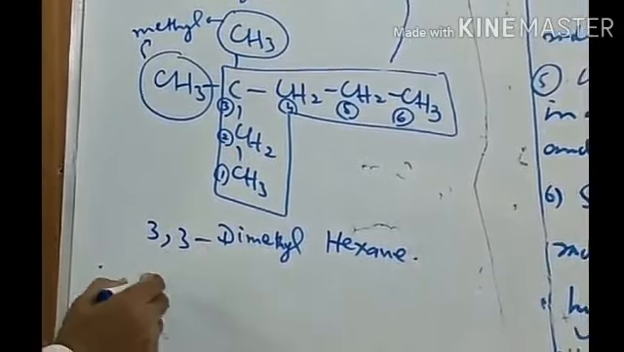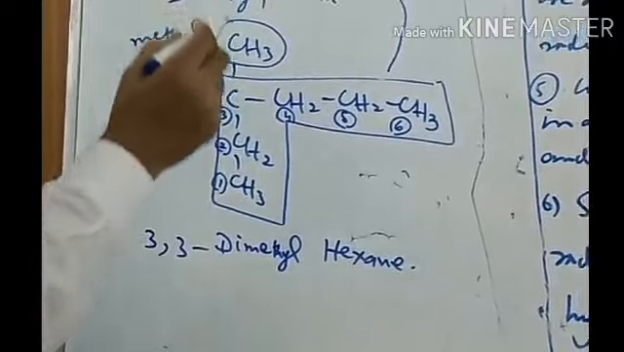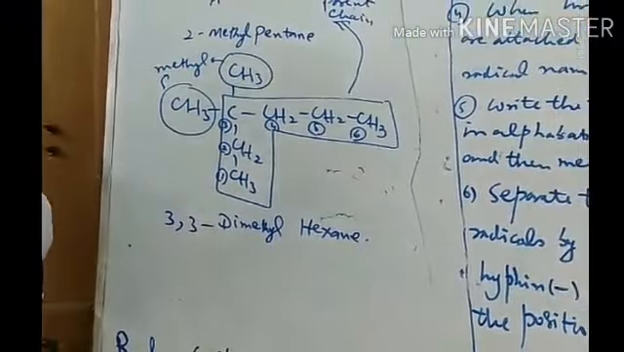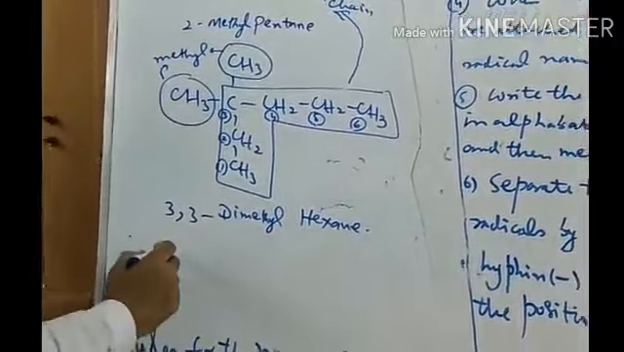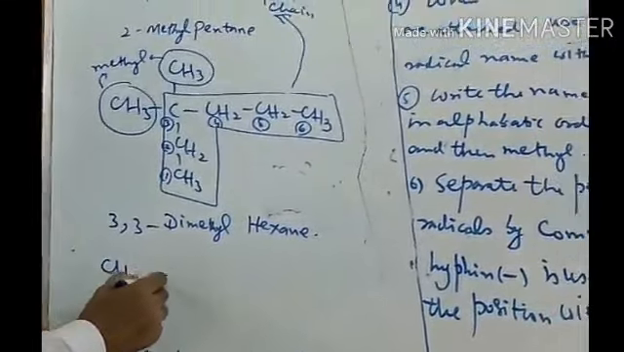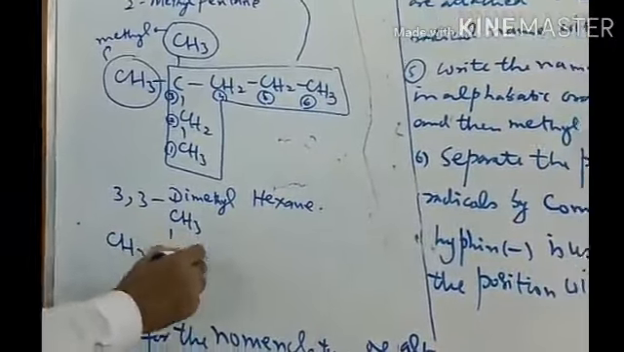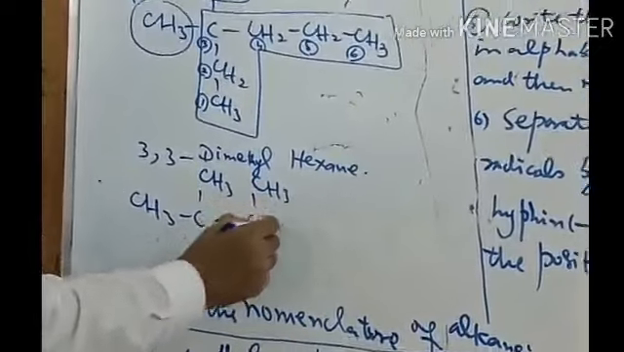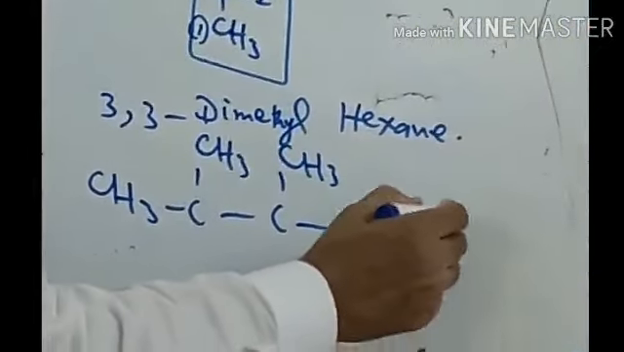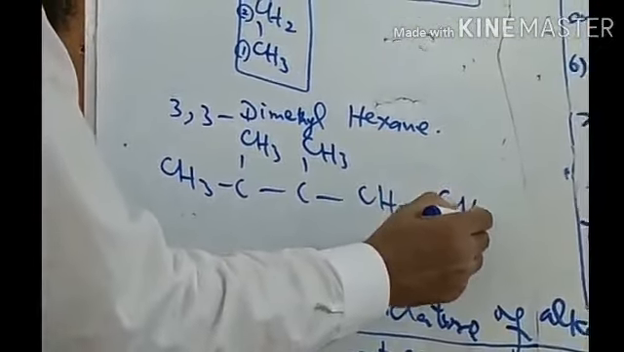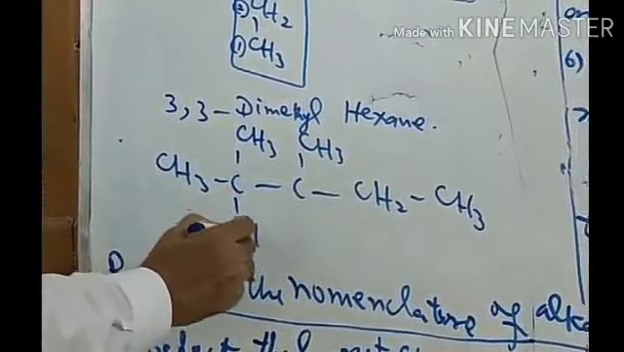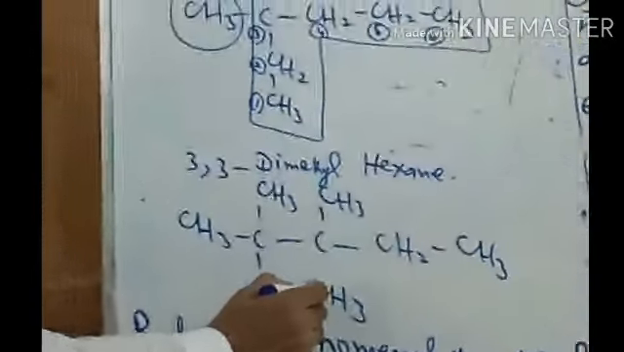Now if we have another example, suppose in this way, if I just want to represent that as CH3, CH3, this is the CH3, and then CH2, and this is the CH3, and this is the CH2, and this is the CH3. Now we want to write the name of this compound.